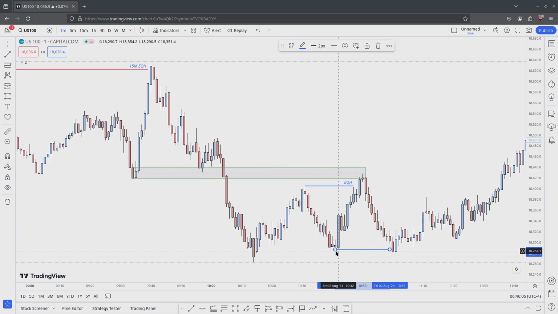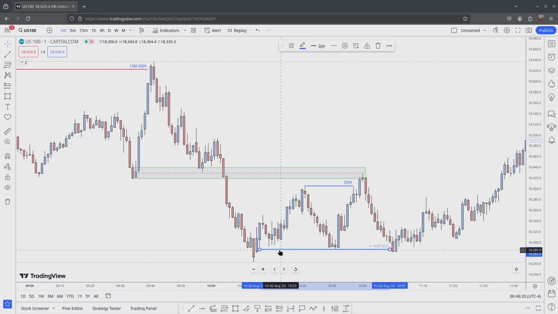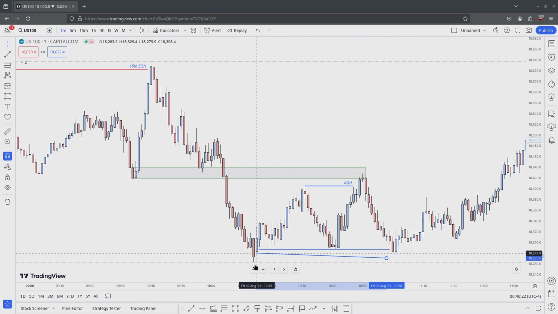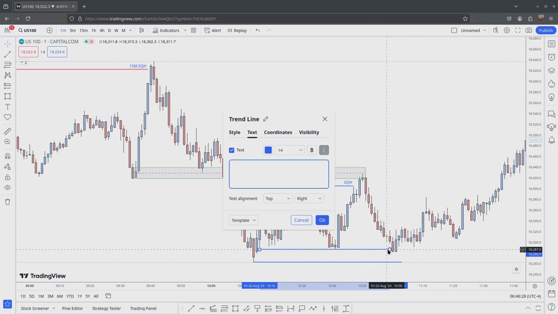relative equal lows in that area here. We just extend that through here. We have relative equal lows here, and we have this old low right there. These are relative equal lows here. So you could just extend those as your targets, use them as your targets. Relative equal lows here.